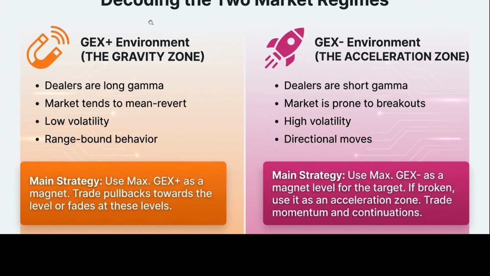Let's go to decoding the two market regimes. This is the most important part of the day session. Read the market regimes. We have two market regimes. One of these is when we have a positive GEX environment. I have named this the gravity zone. The other one is when GEX is negative, a negative GEX environment. I have named this the acceleration zone.